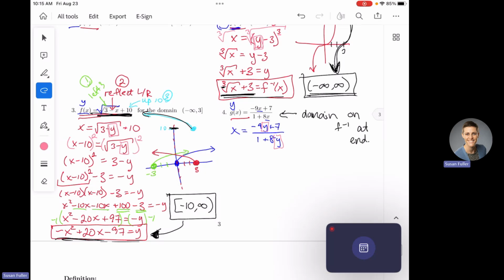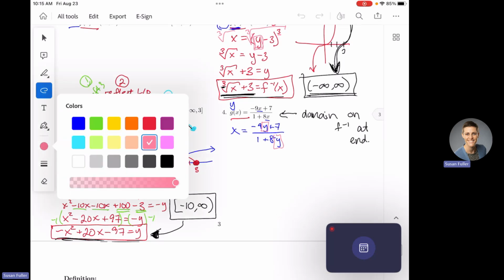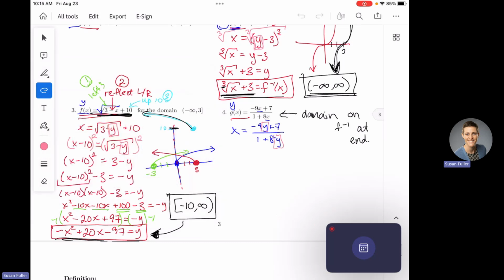Well, right now I have a y stuck on the top of this fraction and a y stuck on the bottom. So the first thing that I need to do is get rid of the fraction situation that I have going on here. The way that you do that is by multiplying this denominator, this 1 plus 8y, on both sides of your fraction. That is going to clear your fractions. It's going to make it so that I don't have y's on the top and the bottom of a fraction. It'll make it so that I can separate them and try to get all of my y's on one side.